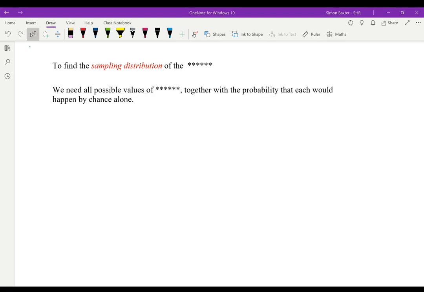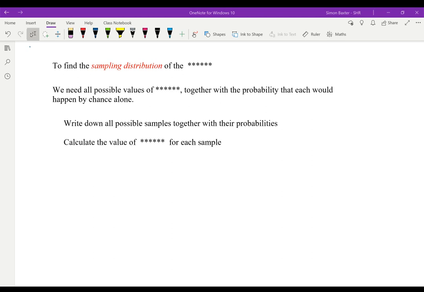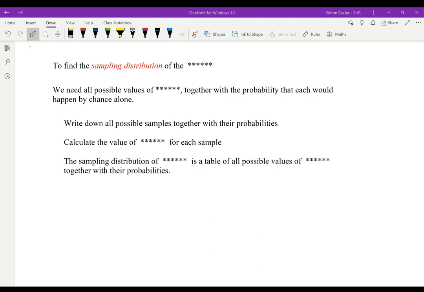To do this, I shall have to write down all possible samples together with their probabilities, then calculate the value of the statistic for each sample. The sampling distribution of this statistic is a table of all possible values of the statistic together with their probabilities. Okay, now let's have a look at an example.